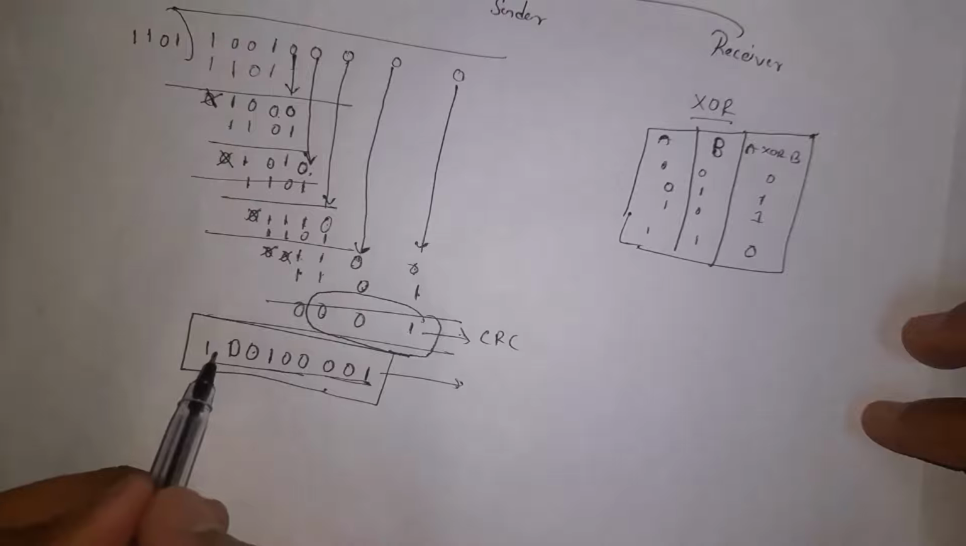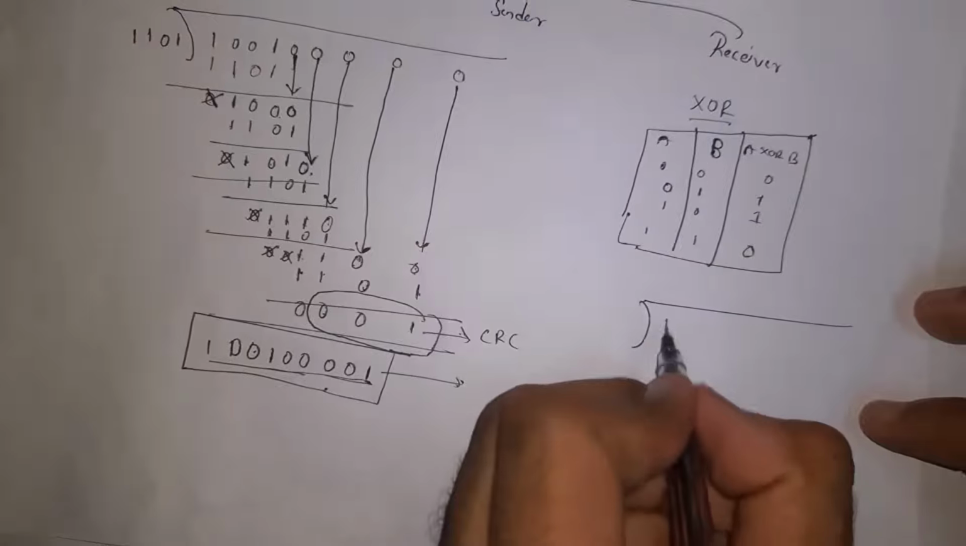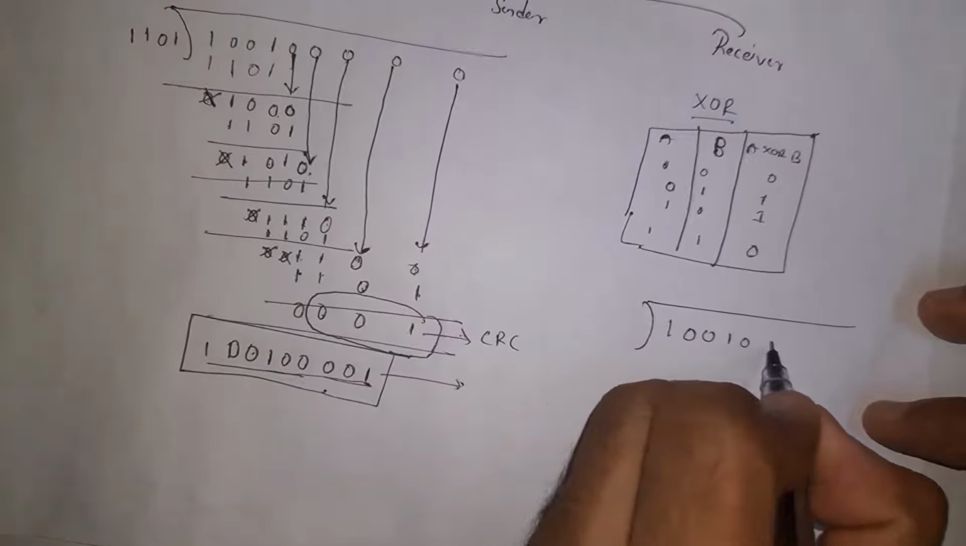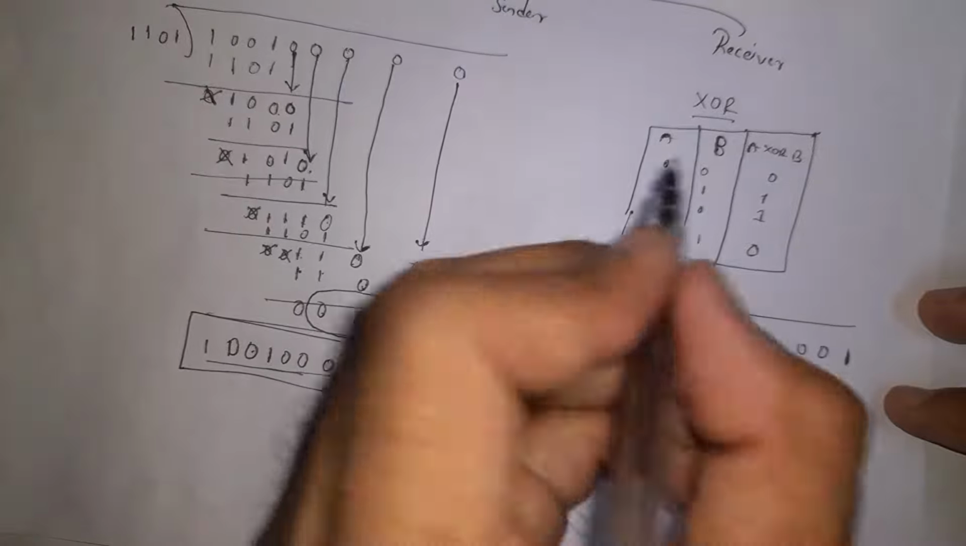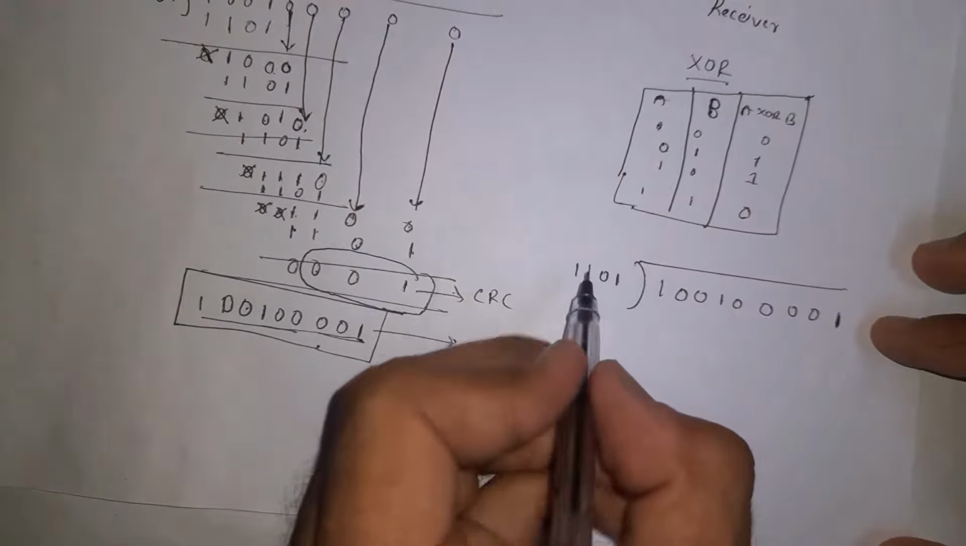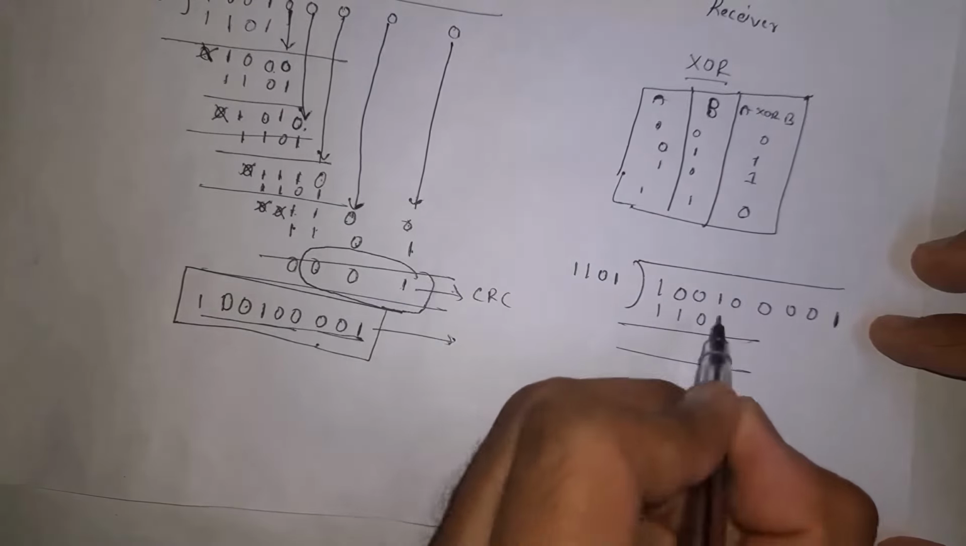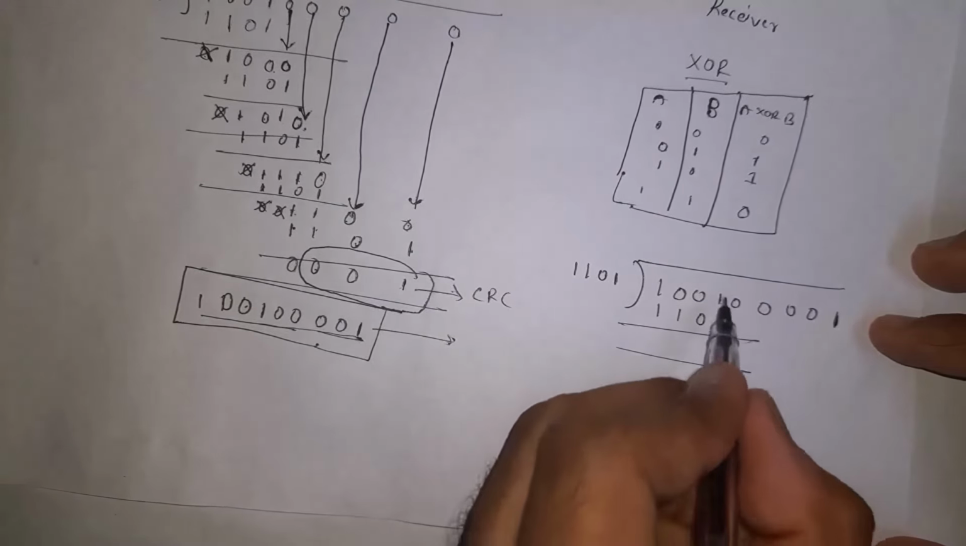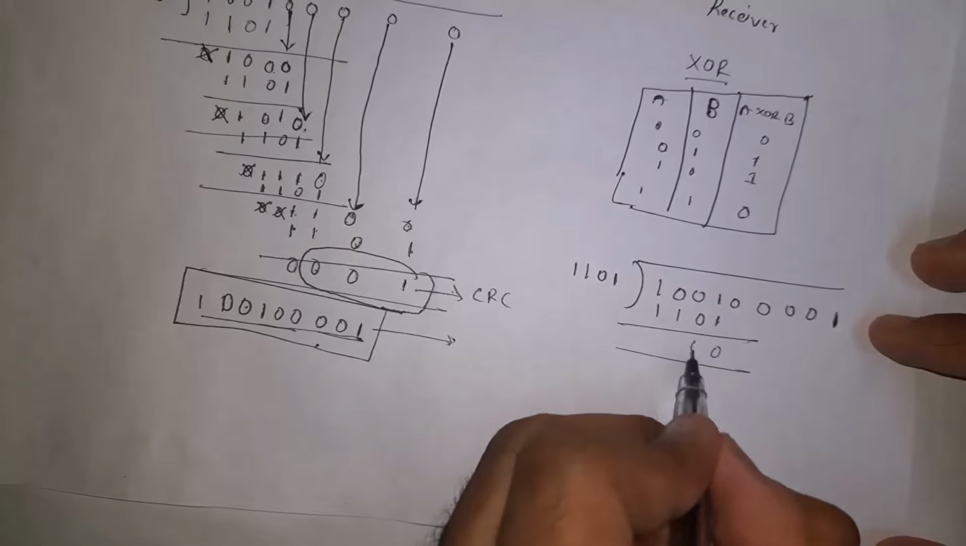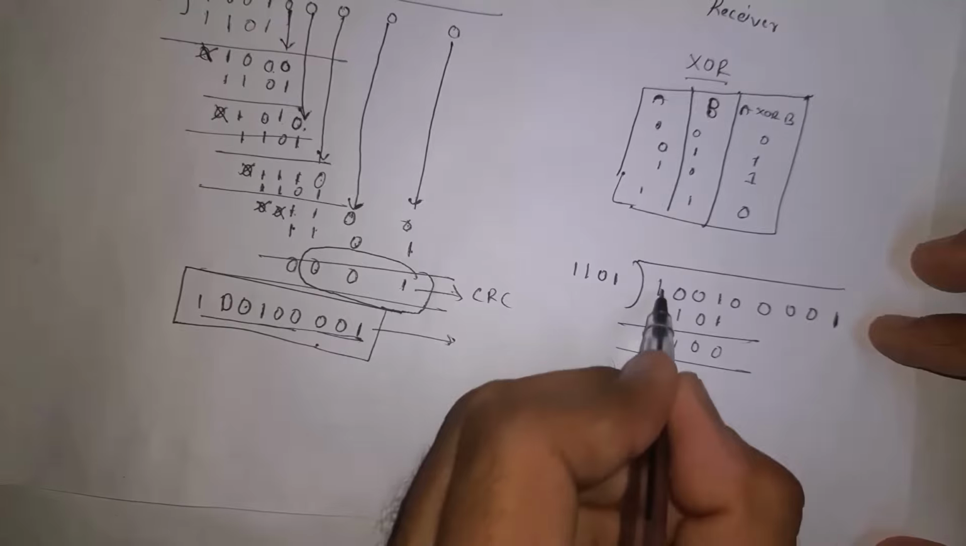Now we will apply CRC for this entire code. So 100, 100, and 001. And our divisor is 1101. So one time we will apply divisor, that is 1101. If both values are same, result is 0. So for 110, for 000, for 011, and for 110.